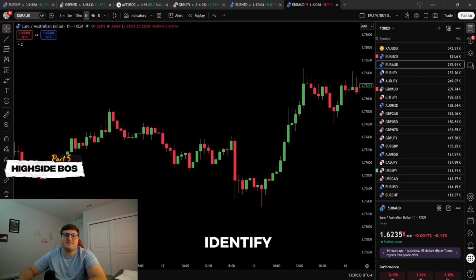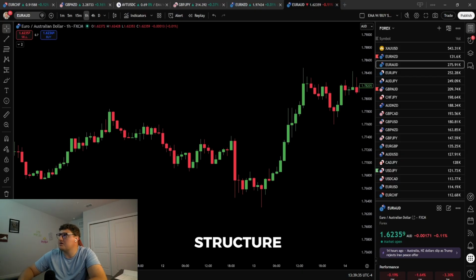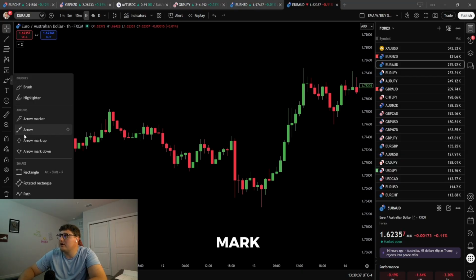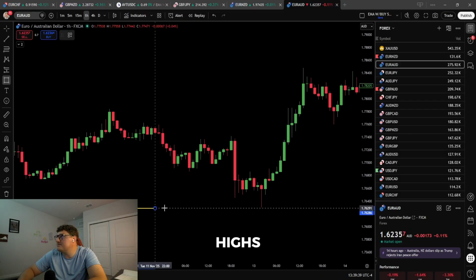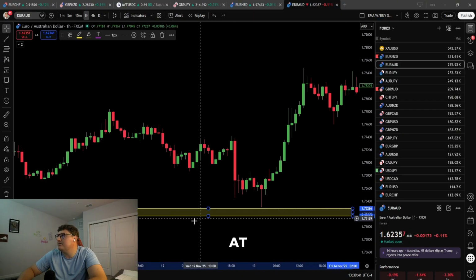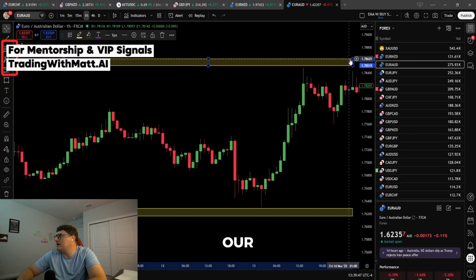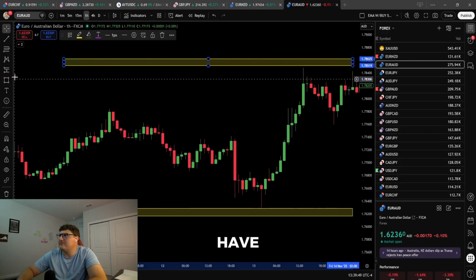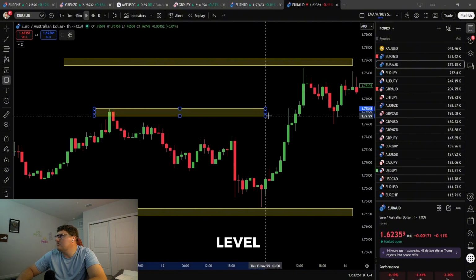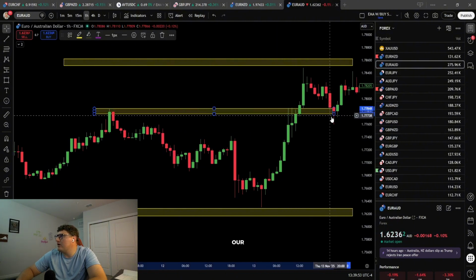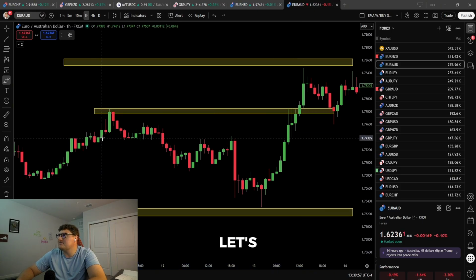Now we can look to identify a high side break of structure. So again, let's go back in and mark out our lows and our highs of the current time frame that we're looking at. There's our low and there is our high. And we have a localized key level right about here where our break of structure happened right here. So how do we identify that? Let's take a look here.